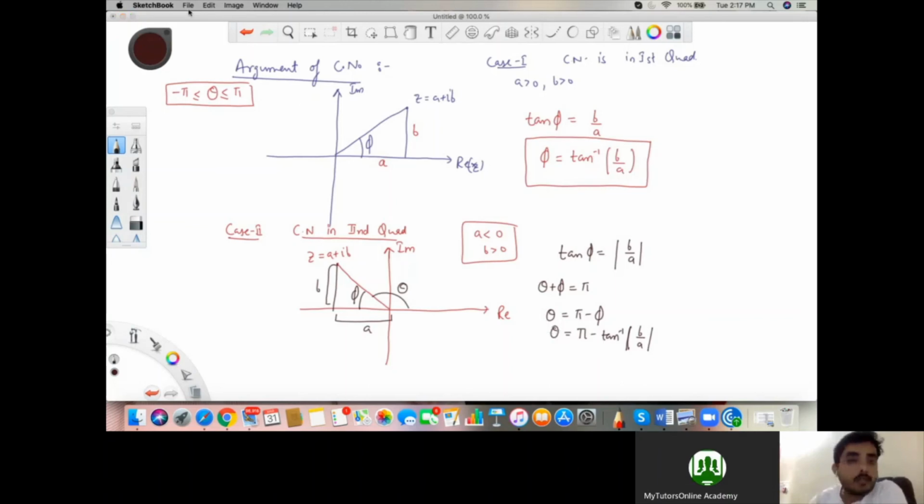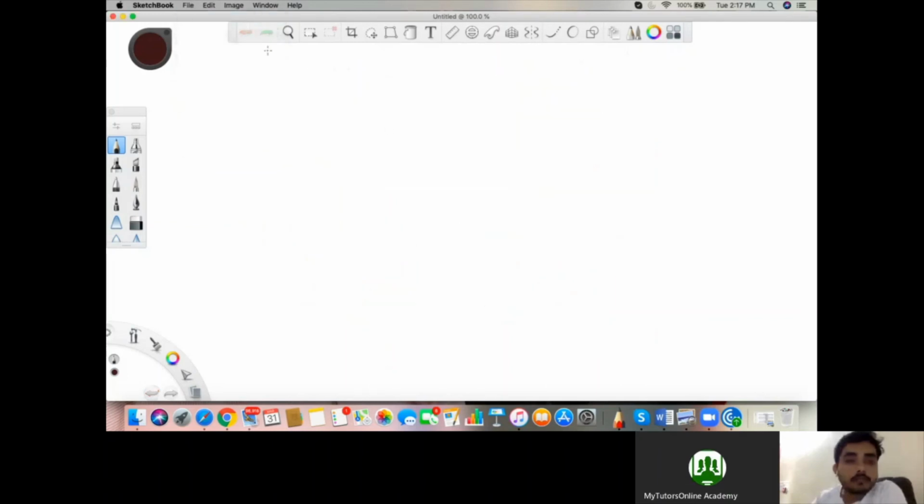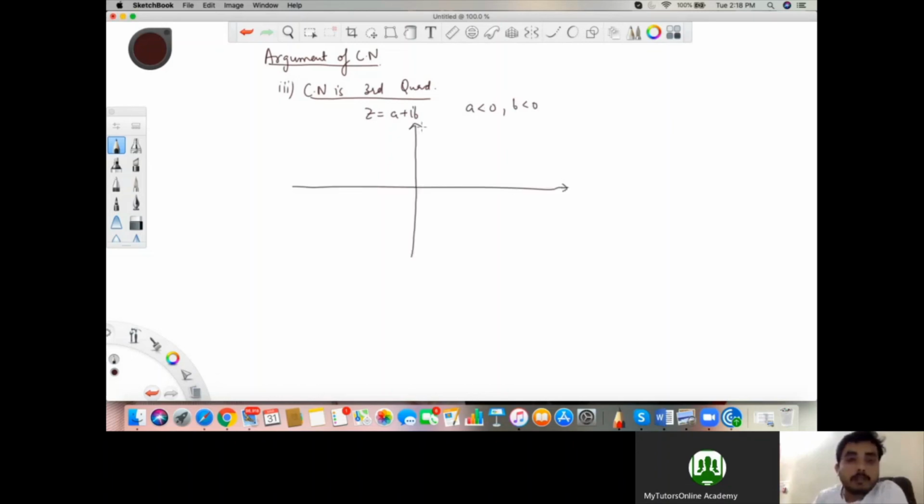Now let us talk about the third case, the argument of the complex number when the complex number is in the third quadrant. So when we have the complex number in the third quadrant, that means if z is equal to a plus iota b, here both a and b are negative. That means this is our real axis, this is our imaginary axis. So the complex number will lie somewhere here. Let's say this is z is equal to a plus iota b.